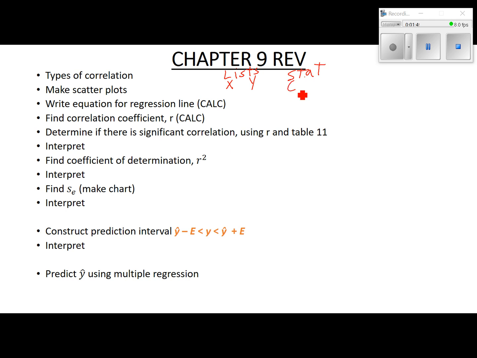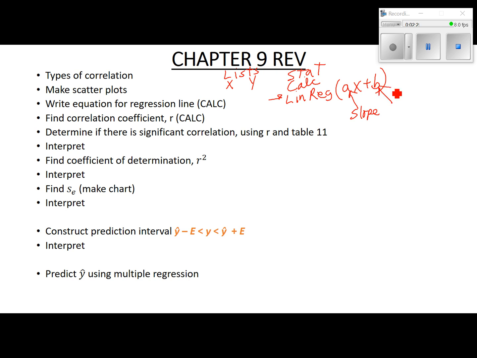Then you go over to calculate. So I go to stat, I go to calculate, and I go down to linear regression, AX plus B. Again, I don't know if all your calculators show the exact same thing, but make sure you're going down to the linear regression. Go down to the first one, not the second one. I don't really think it matters, but just in case.